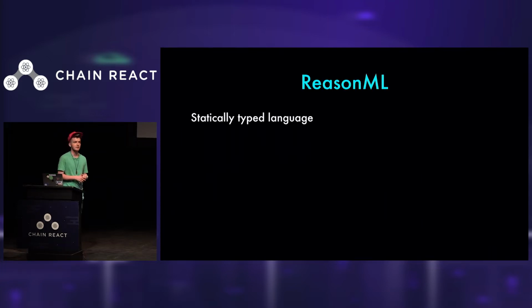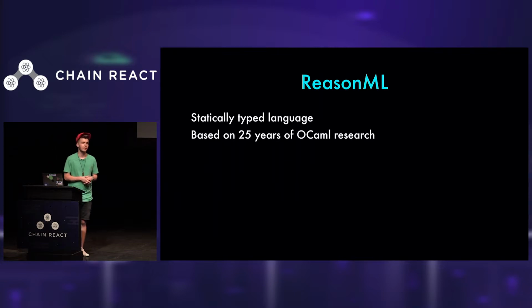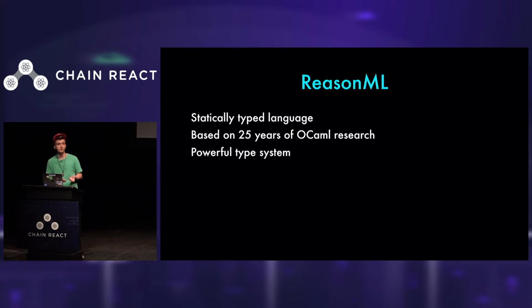So ReasonML is a statically typed language that is based on more or less 25 years of OCaml experience, and research around multi-platform development. It has a very powerful type system built in with type inference. That means that you don't have to write types everywhere you're writing your code. Sometimes the compiler will just infer the types for you.